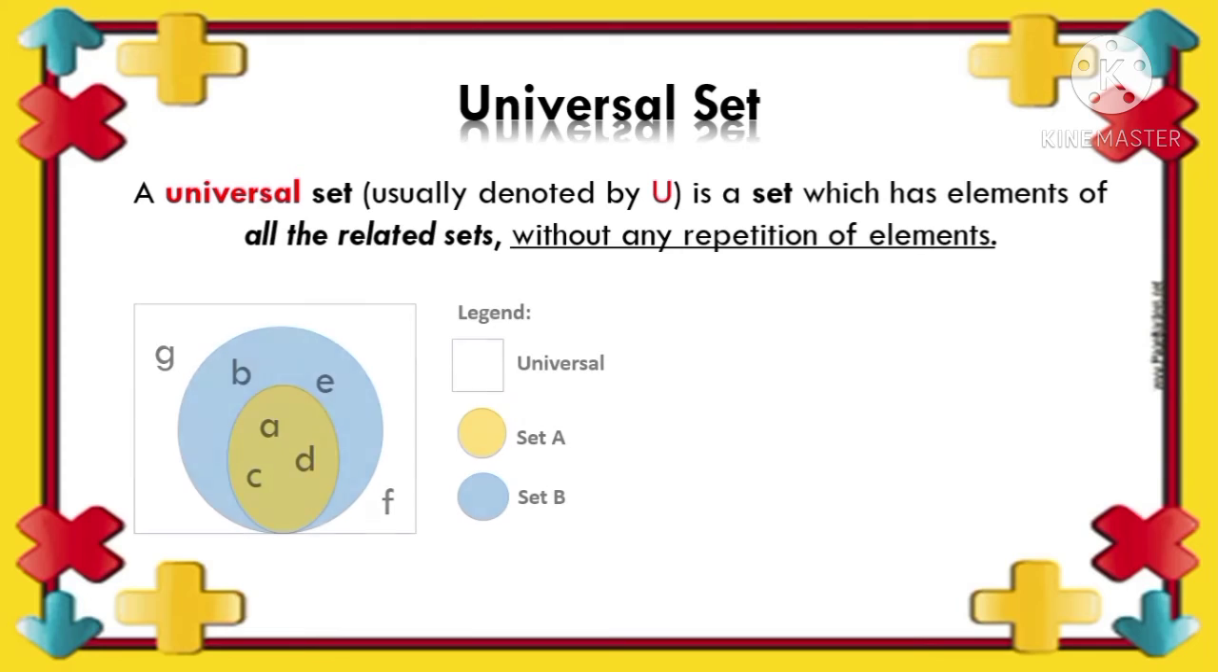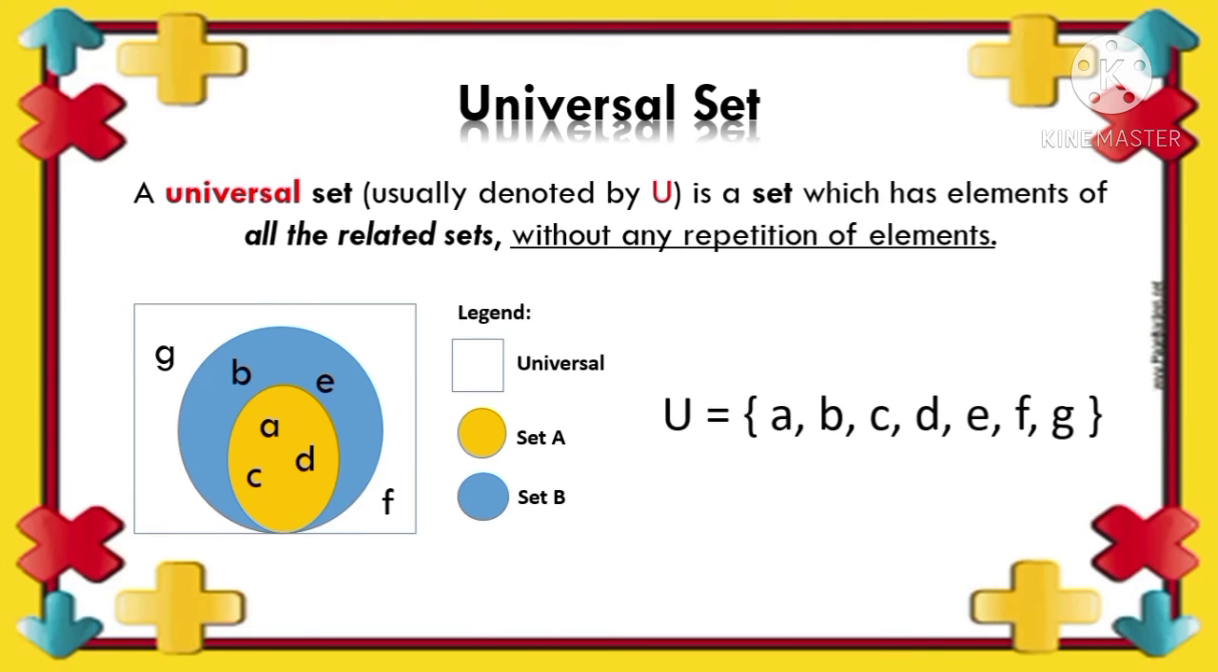A universal set can also be represented by a Venn diagram. We'll see that the white box represents the universal set, set A is represented by the yellow circle, and set B is represented by the blue circle. So the universal set is A, B, C, D, E, F, and G, since all these letters are inside that universal set, which is the white box.